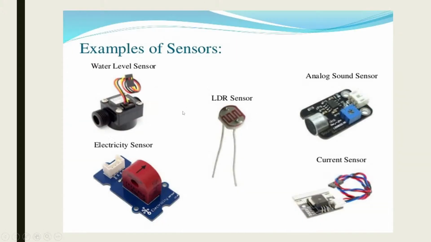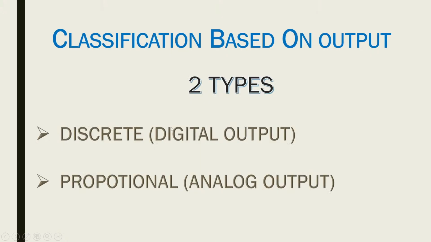So there are different types of sensors: LDR, water level sensor, and so on. Discrete, two types of sensors are digital sensors and analog sensors.